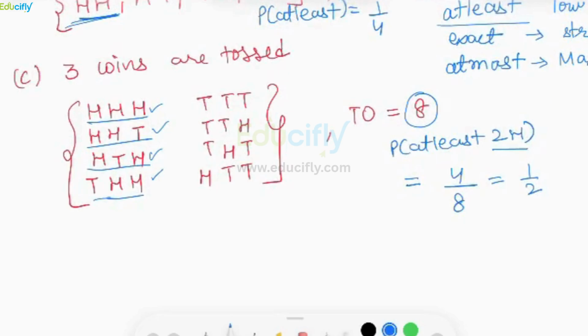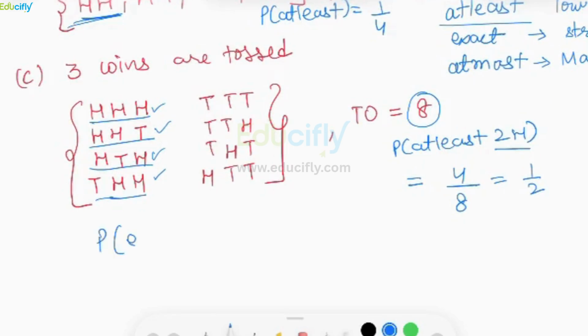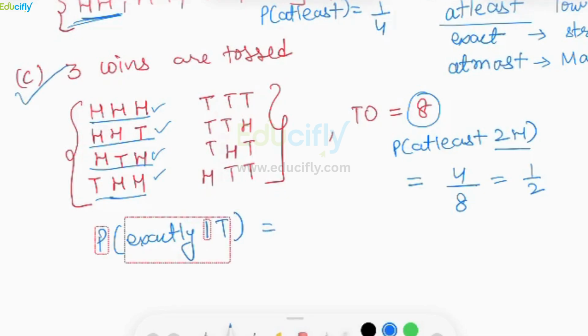Next case, if I'm saying probability of exactly one tail, we'll consider the same case. So what is the probability of getting one tail? One tail I can see exactly in this case. Let's change the pen to have a better picture. This one, and this one, right? So we have exactly one tail in 3, right? So we'll write 3 over 8. That's the right answer for this.